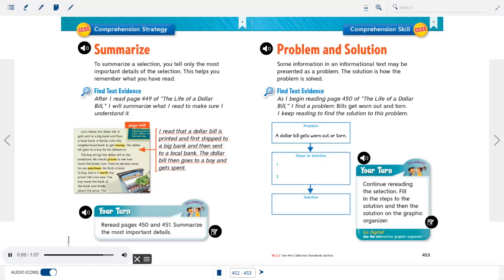I read that a dollar bill is printed and first shipped to a big bank and then sent to a local bank. The dollar bill then goes to a boy and gets spent.